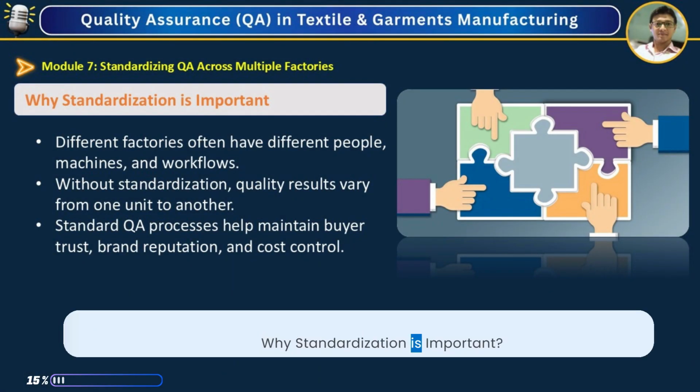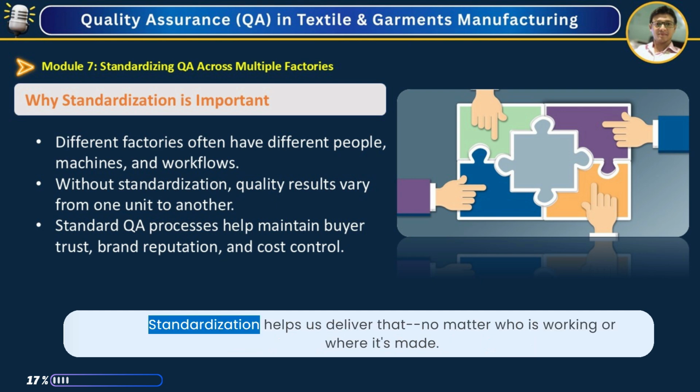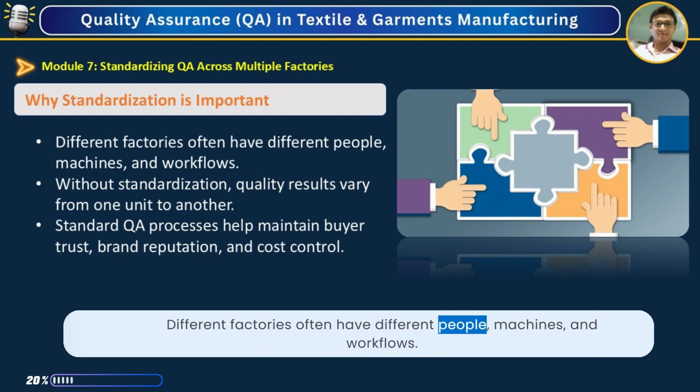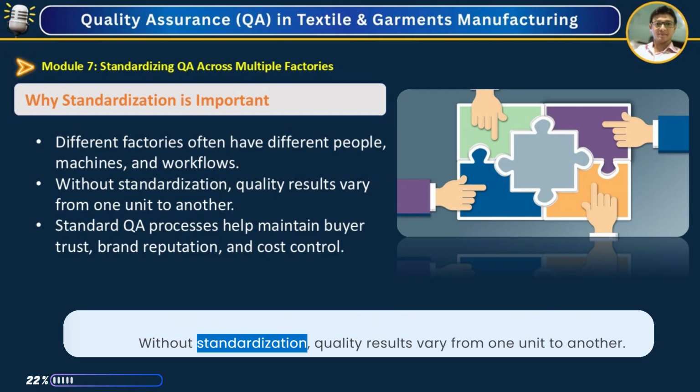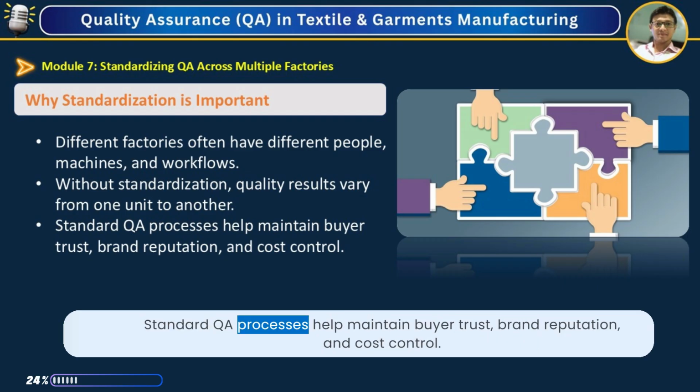Why standardization is important. Buyers expect the same quality from all units. Standardization helps us deliver that, no matter who is working or where it's made. Different factories often have different people, machines, and workflows. Without standardization, quality results vary from one unit to another. Standard QA processes help maintain buyer trust, brand reputation, and cost control.